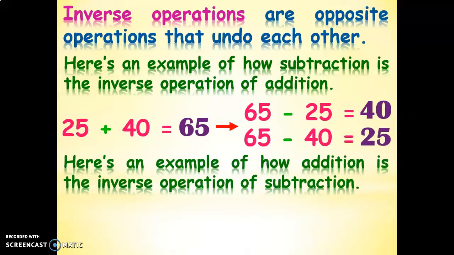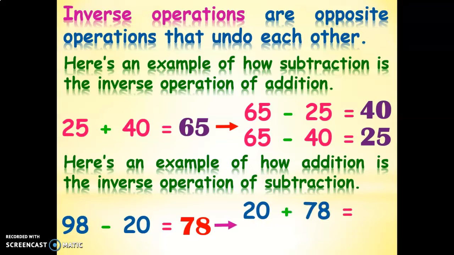Now here's an example of how addition is the inverse operation of subtraction. In the subtraction equation, 98 minus 20 equals 78, we can show that addition is the inverse operation of subtraction by writing 20 plus 78 equals 98, and also 78 plus 20 equals 98.